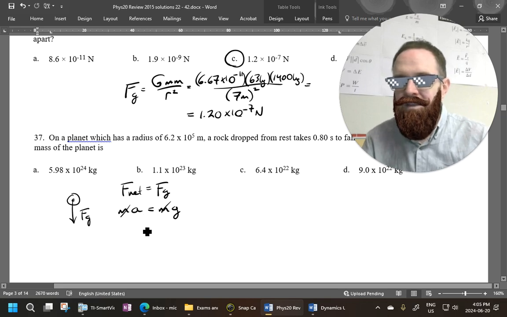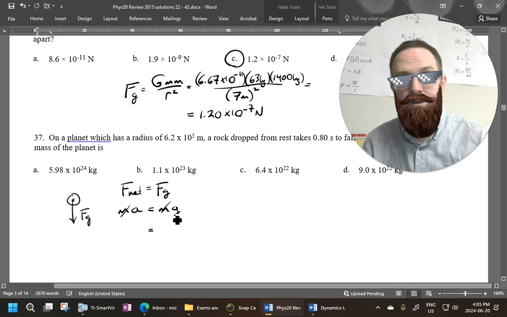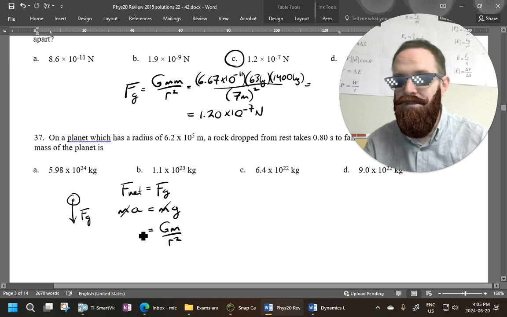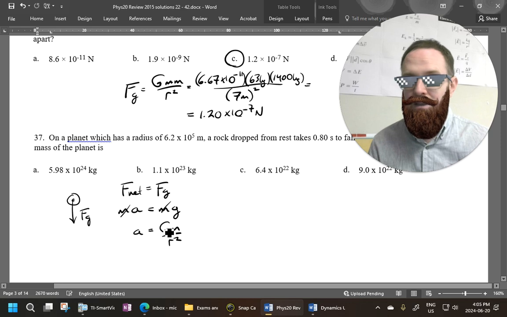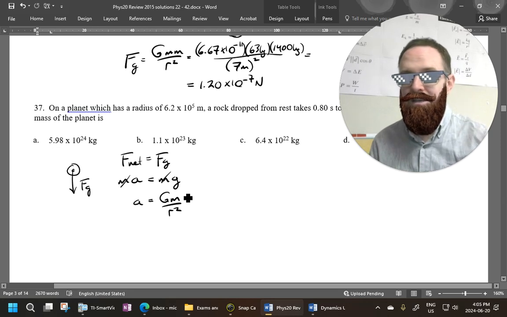So what is G? Well, because we're not on Earth, we don't know what this G is. So we're going to use Gm over R squared to help me calculate what that G is, and that's what my acceleration is going to be equal to. So that other m that I just reintroduced here, this is what's causing this field, right?